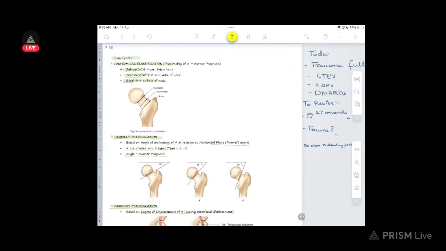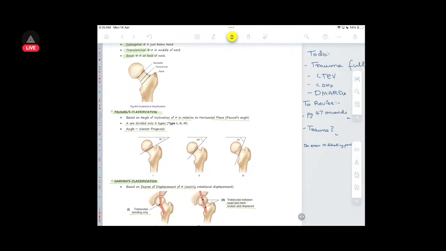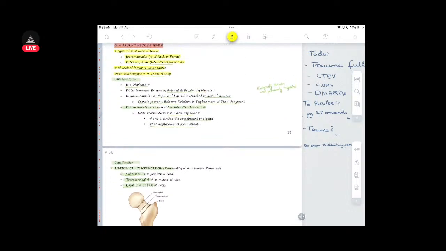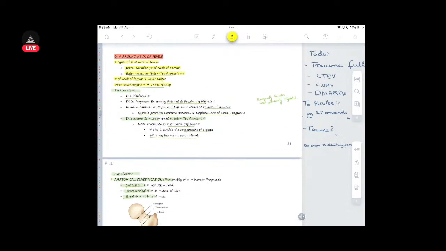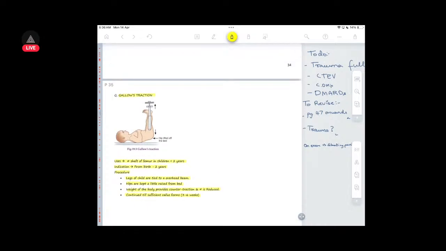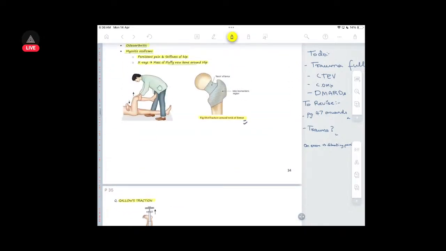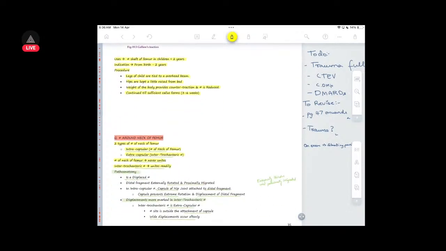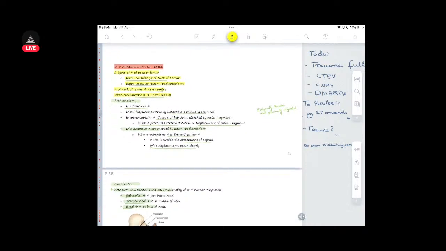because the neck of femur is located inside a capsule. It is located inside a capsule. That's why the neck of femur is very difficult to heal. Intertrochanteric somehow you can manage. Neck of femur is inside the capsule, so it's a little bit difficult.